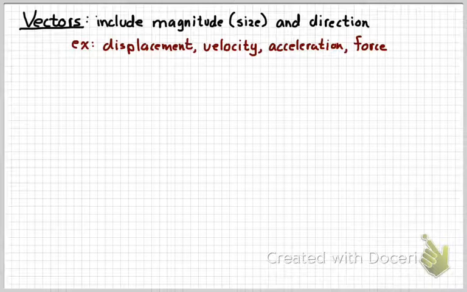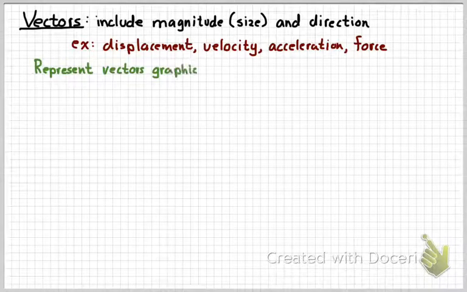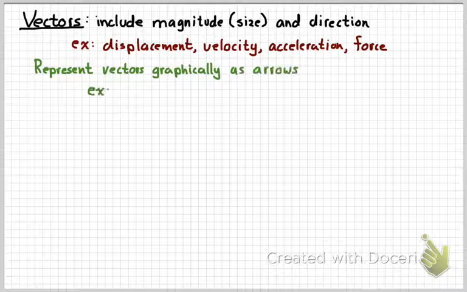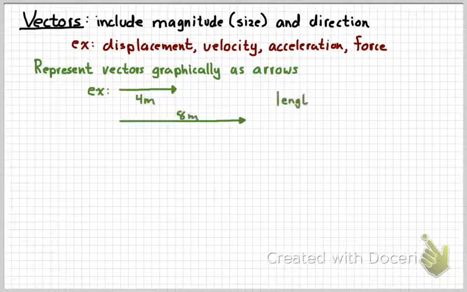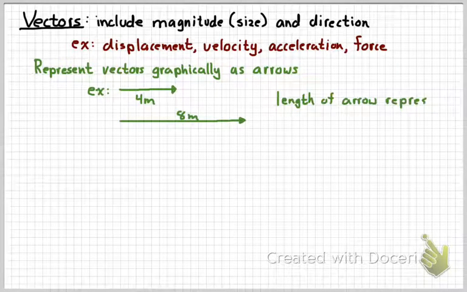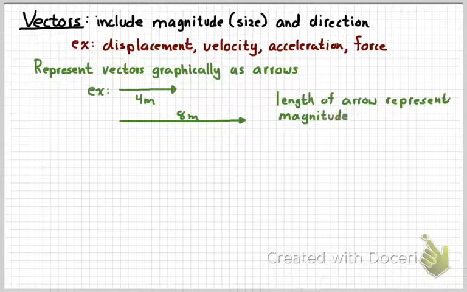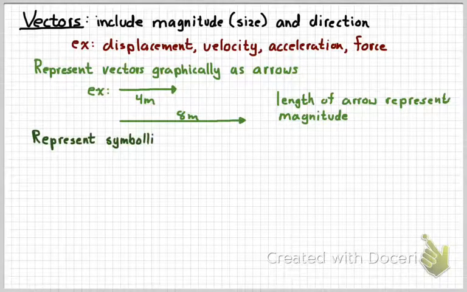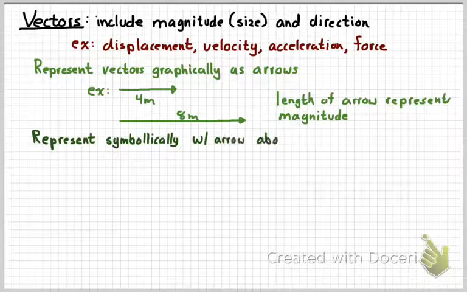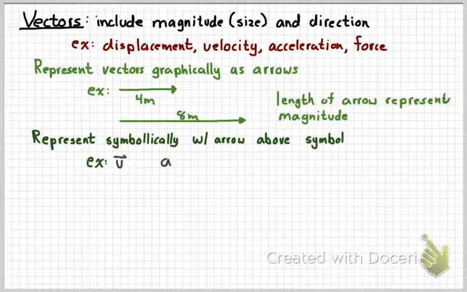Numbers that aren't vectors are called scalars. Those are things that don't include a direction. Remember, when we represent vectors graphically, we draw an arrow to represent them. The size of the arrow represents the size or magnitude of the vector, and the direction, of course, is indicated by the direction the arrow is pointing. Algebraically, with a symbol, we would represent a vector with an arrow above the symbol like that. It should only have one arrowhead on the top.